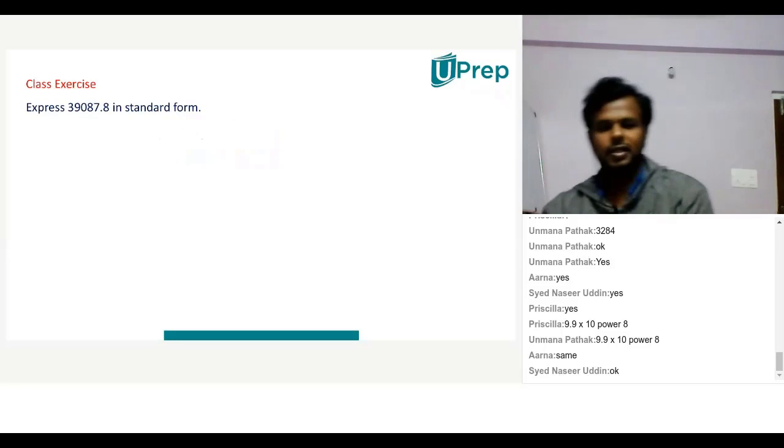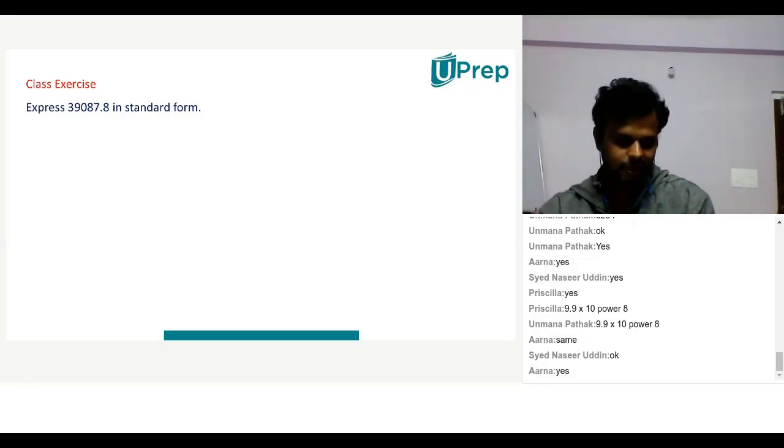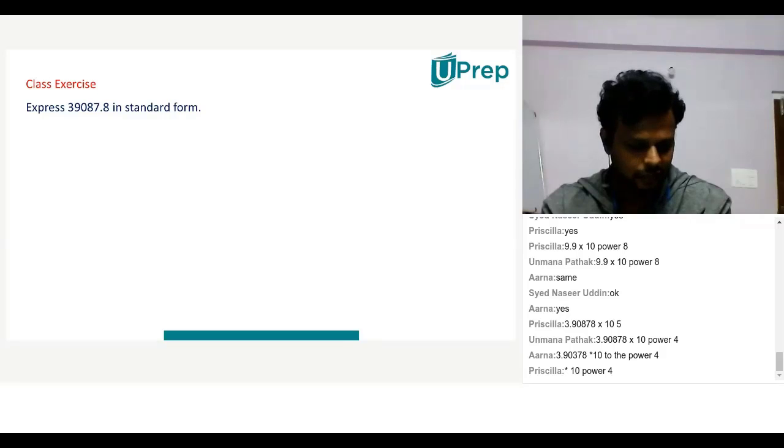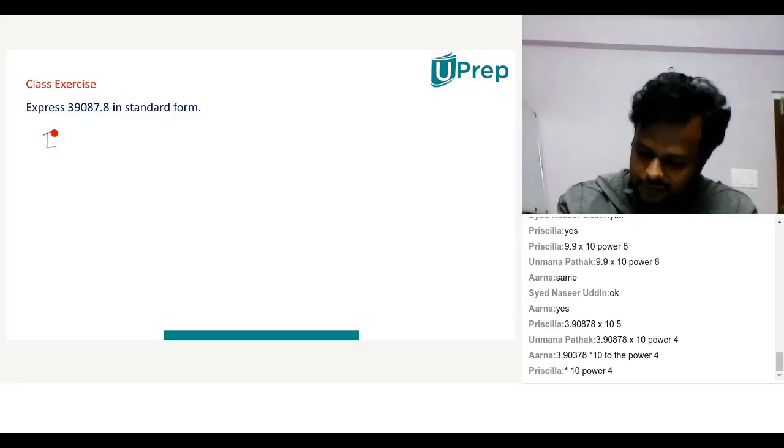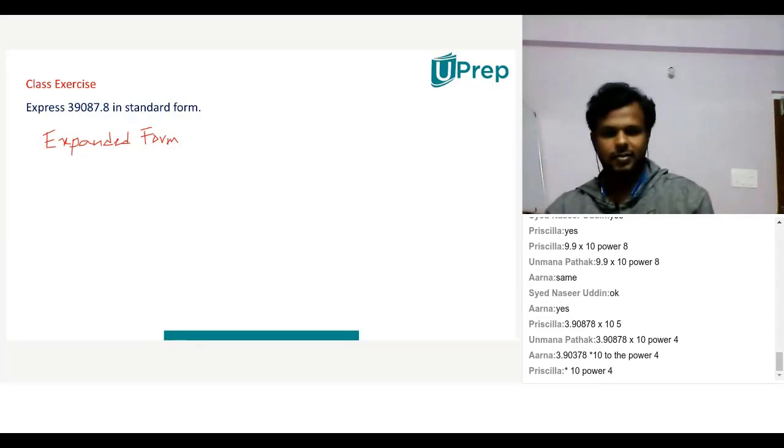Children, is that okay? Write in standard form. Children, standard form is 1's place, 10's place, 100's place, 1 by 10's place, that thing. Okay. So children, if I ask you to write it in the expanded form, please write the expanded form as well. Please write the expanded form also.